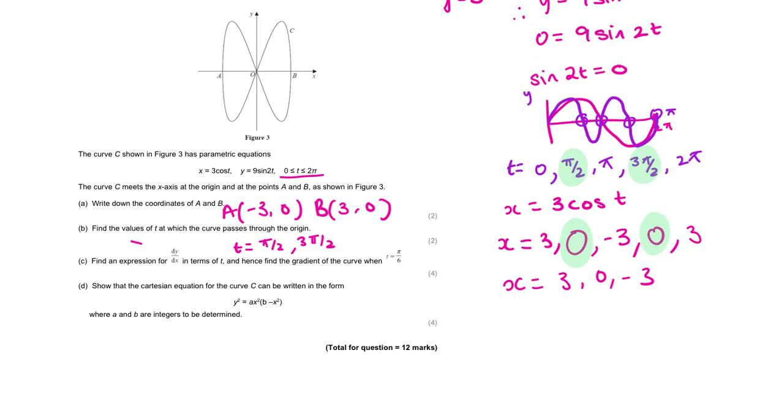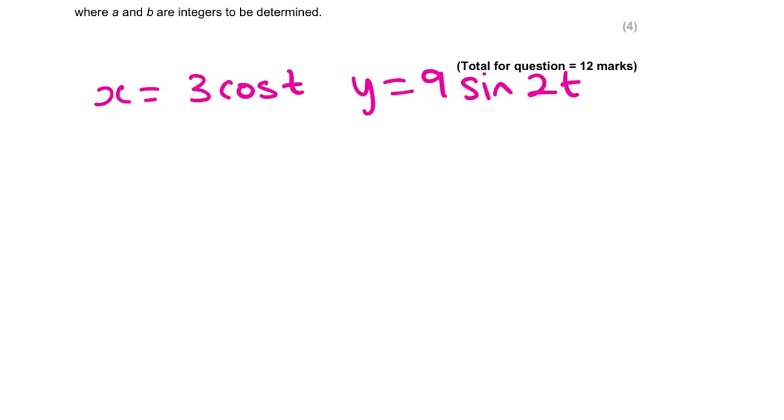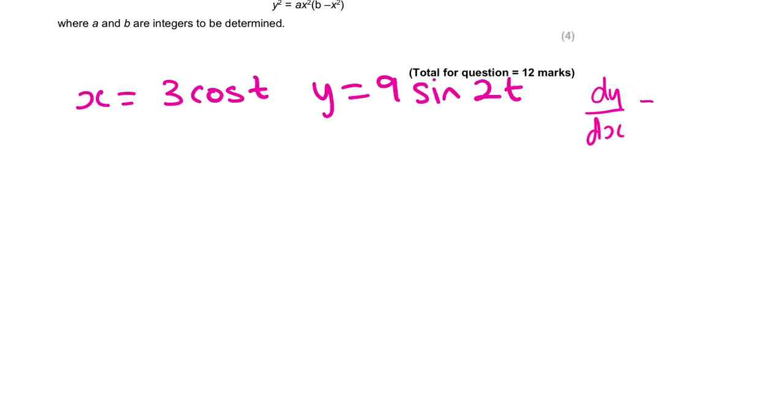It then says, find an expression for dy by dx in terms of t and hence find the gradient. So if x equals 3 cos t and y equals 9 sine of 2t, how are we going to find dy by dx? We differentiate y with respect to t and multiply it by dt by dx. However, we don't have that, so we differentiate x with respect to t and then take the reciprocal.